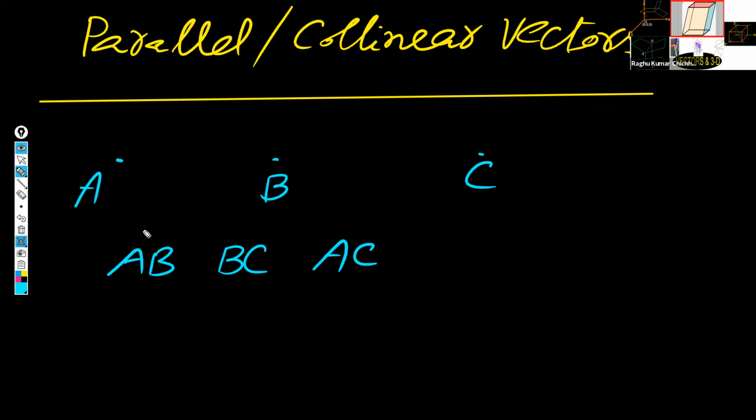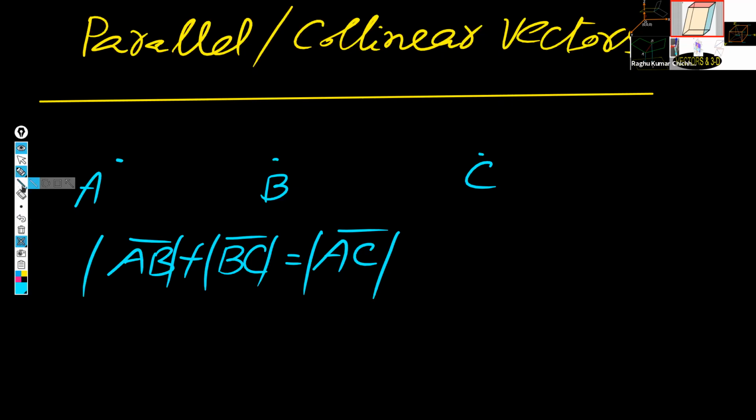So for parallel or collinear vectors, how do we prove it? Just find AB, BC, AC and find their lengths: modulus of AB bar, modulus of BC bar, modulus of AC bar. If the sum of any two is equal to the third one, then we call them collinear vectors.